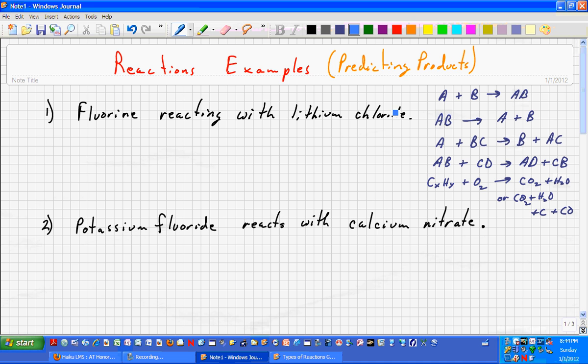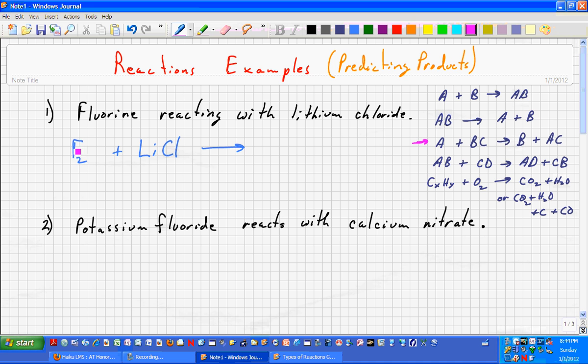I've got fluorine reacting with lithium chloride, so I've got fluorine gas, it's F2 because it's a Hunkelbrief, reacting with lithium chloride, LiCl. Lithium's got a positive 1 charge, chloride's got a negative 1 charge. To produce, I don't know what this is going to produce. I've got to predict what's going to be made. So I'm going to look through my patterns and see what type of reaction this is. I've got an element reacting with a compound. I look down, element reacting with a compound is a single replacement.